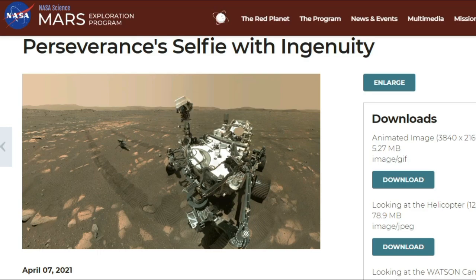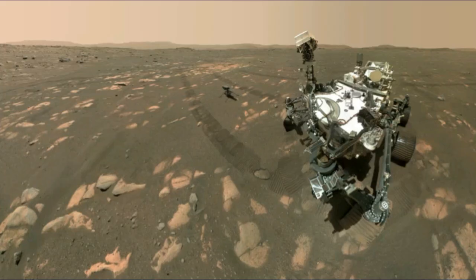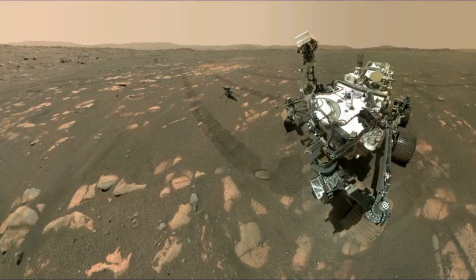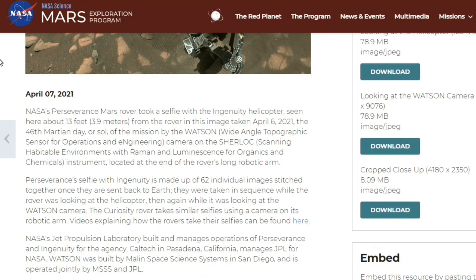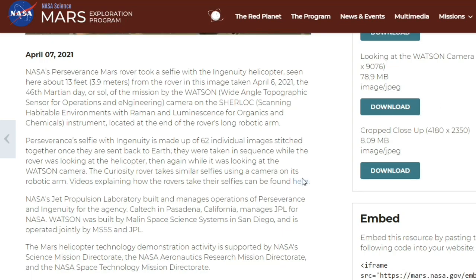Wow, a selfie. From the Perseverance. With a HeLIEcopter. Wow, amazing picture. Going to download it. Amazing. How do they take those selfies? Ah, here we can see how they take those selfies.